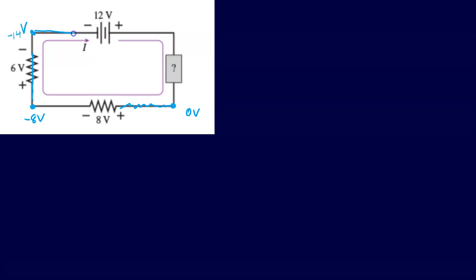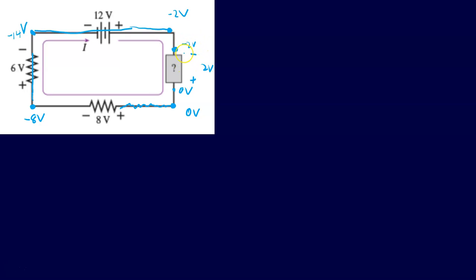So I come over to here, and this is an increase. So I add 12, and that means that at this point over here, I should be at negative 2 volts. What that means is this end of this element should be at negative 2 volts, and this end should be at 0 volts. So the way I should draw this is, this is a negative and that's a positive, and it's 2 volts.